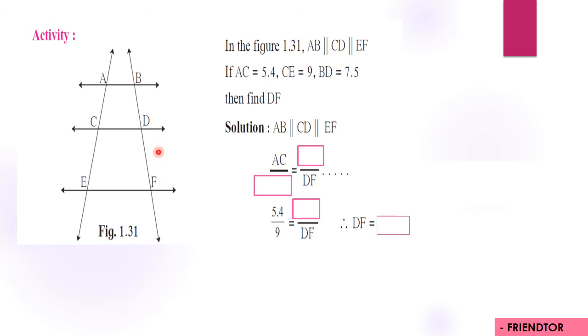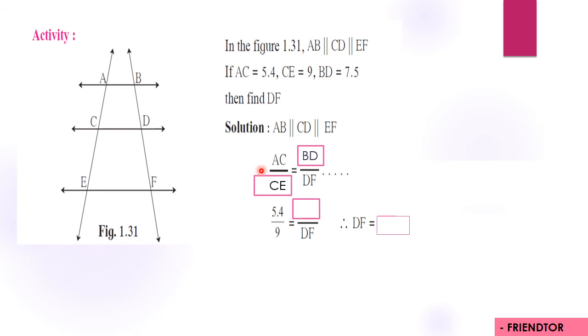So solution: AB is parallel to CD is parallel to EF. Therefore, AC upon CE is equal to BD upon DF. Okay. So here this part they have kept as fill in the blanks. Fill in the boxes, so that you are supposed to fill. If you want to fill it by yourself, pause the video and solve the problem with reasoning and then check on my video. Okay.